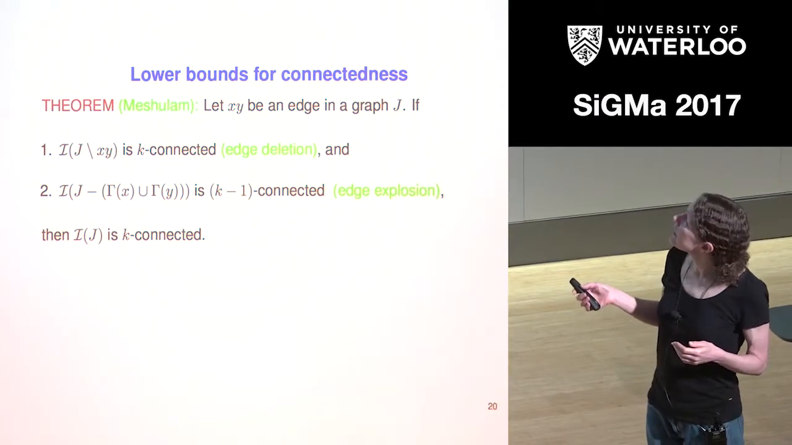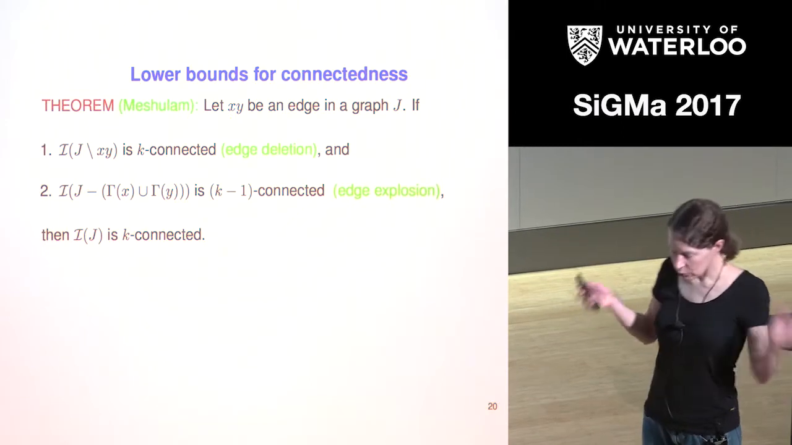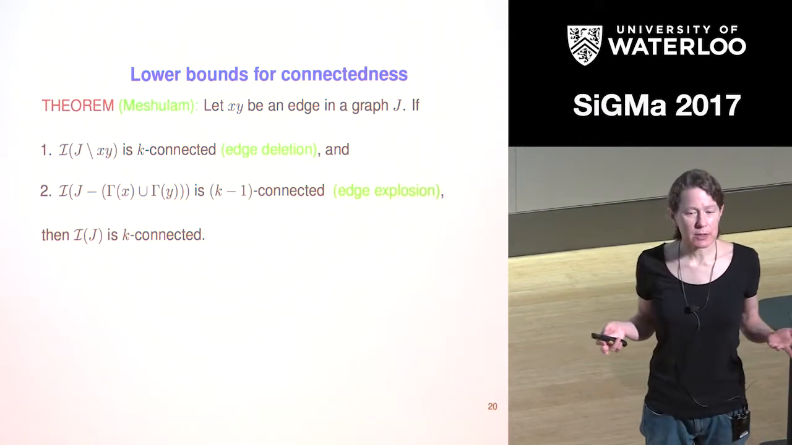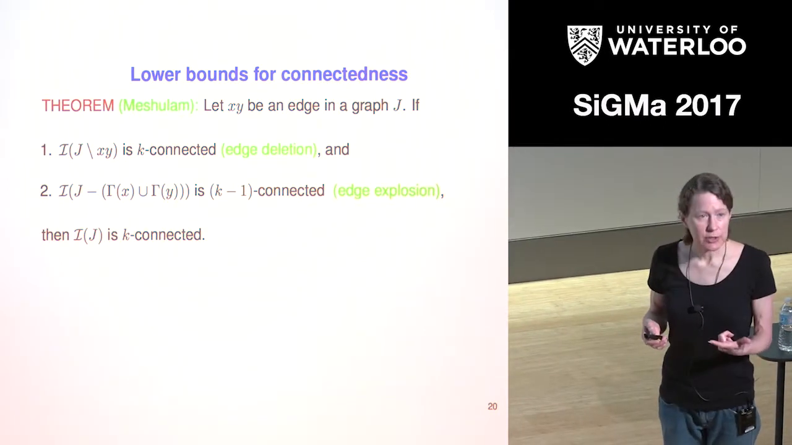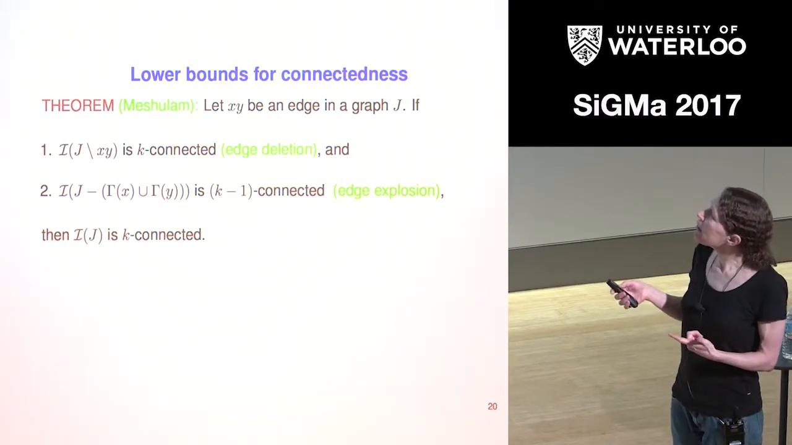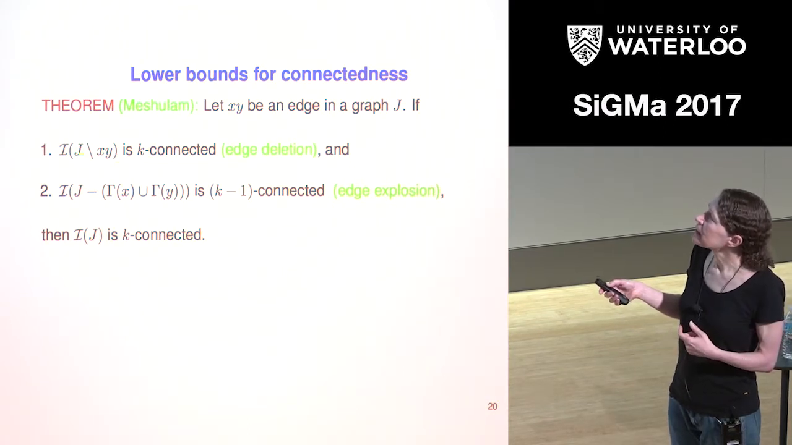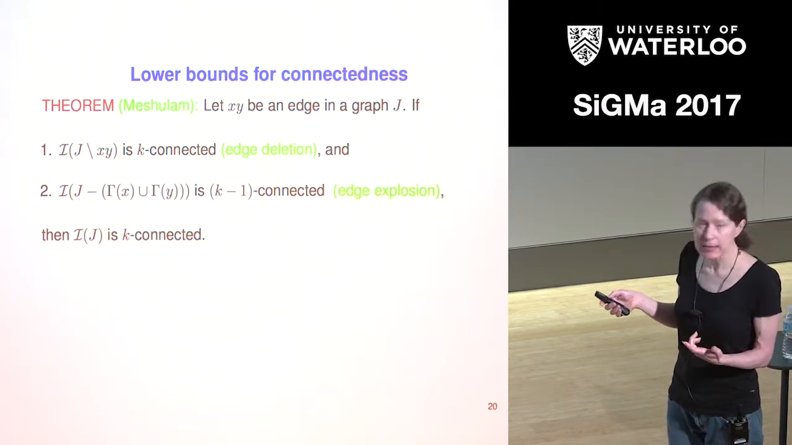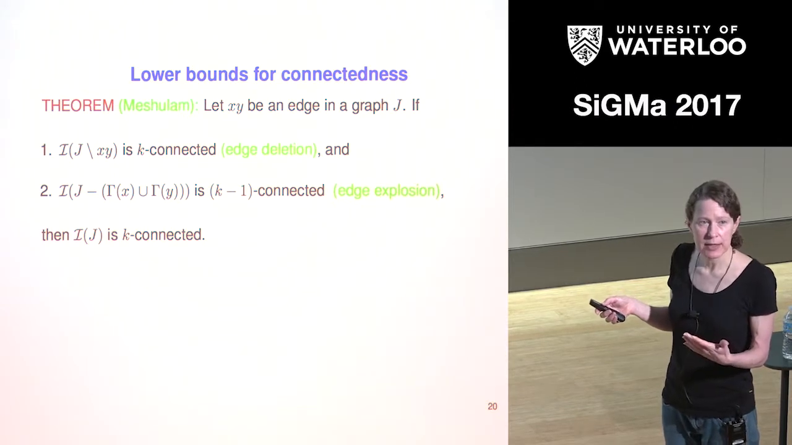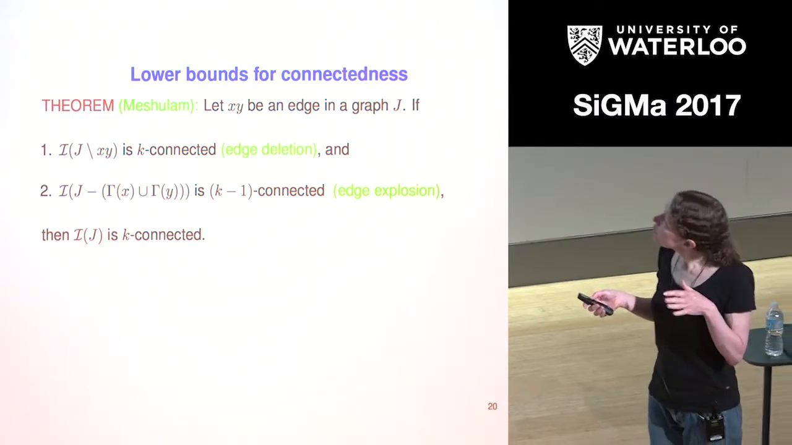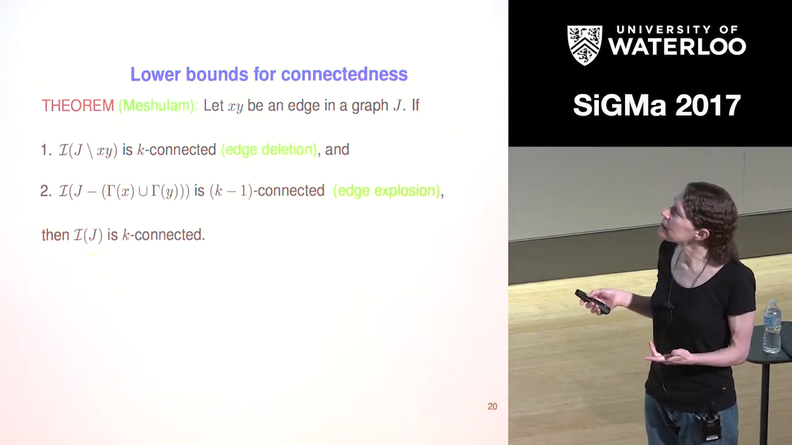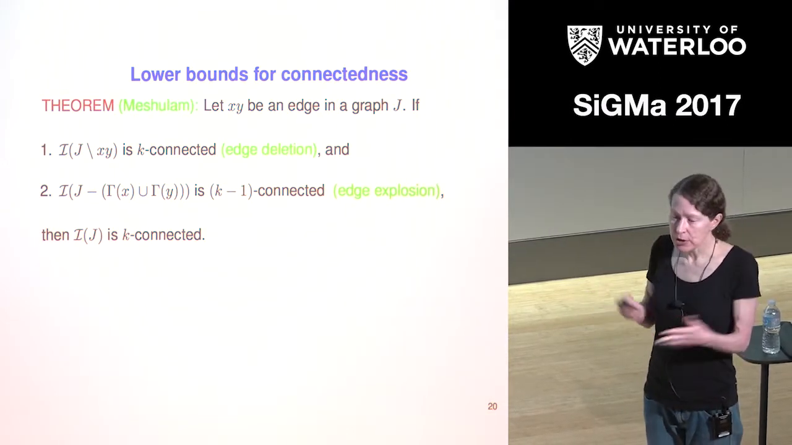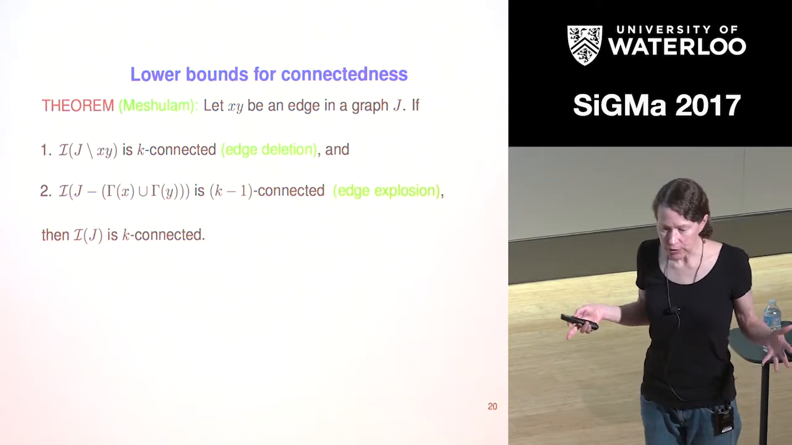Right, so this just says, you have any graph, you want to estimate the connectedness of the independence complex of it. You can take any edge, and if you can confirm, which usually you can't, that if you delete this edge, you have high connectedness, and if you explode it, you have high connectedness, then you can conclude your graph is K-connected. But of course, you're in the beginning starting with an arbitrary graph.